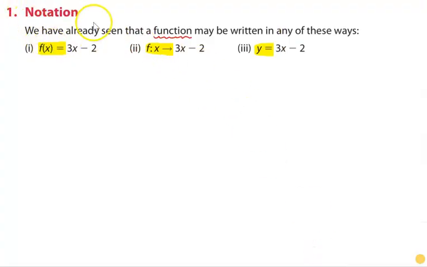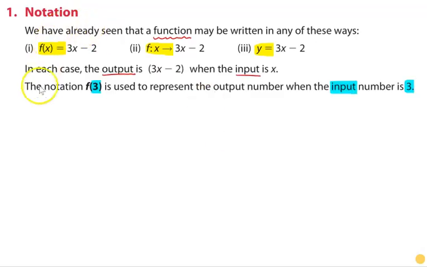Notation. We have already seen that a function may be written in any of these ways: f of x equals 3x minus 2, f of x maps to 3x minus 2, or y is equal to 3x minus 2. They all mean the same thing. In each case, the output is 3x minus 2 when the input is x. The notation f of 3 is used to represent the output number when the input number is 3.